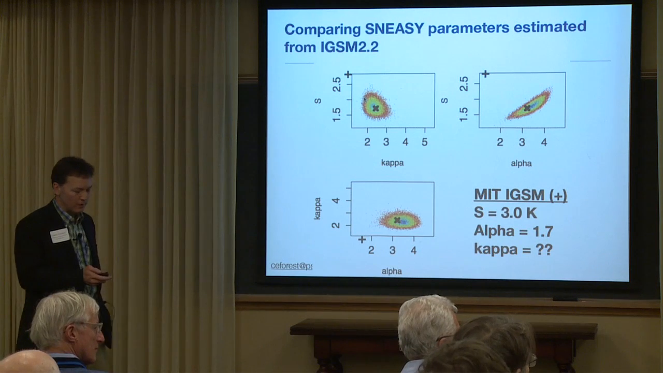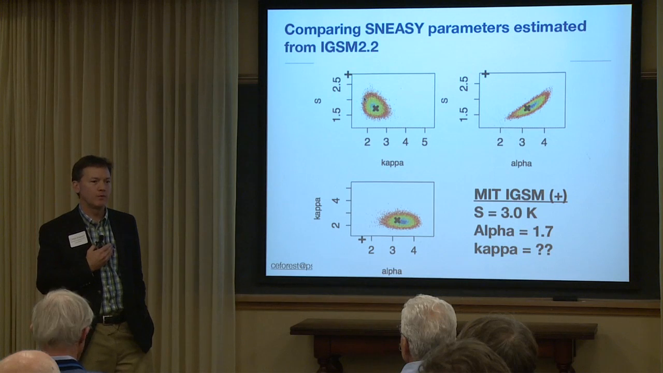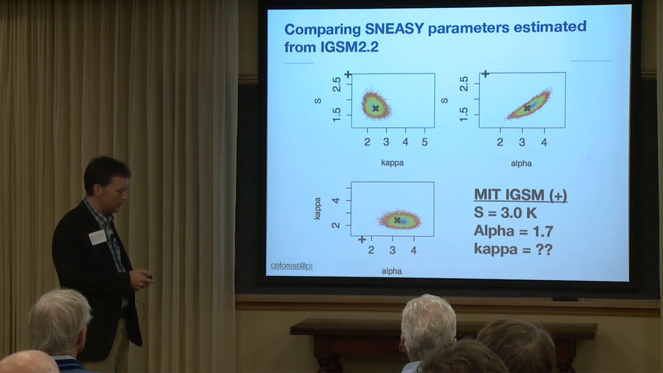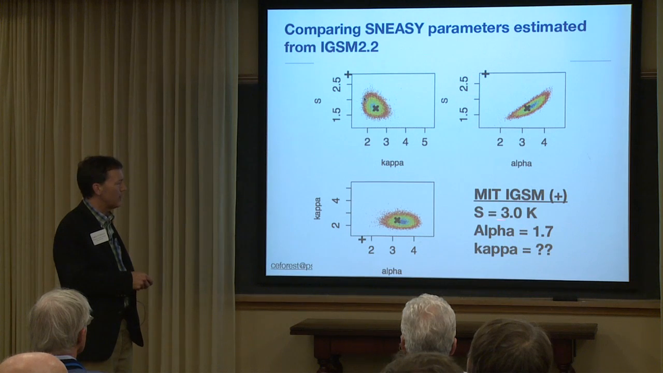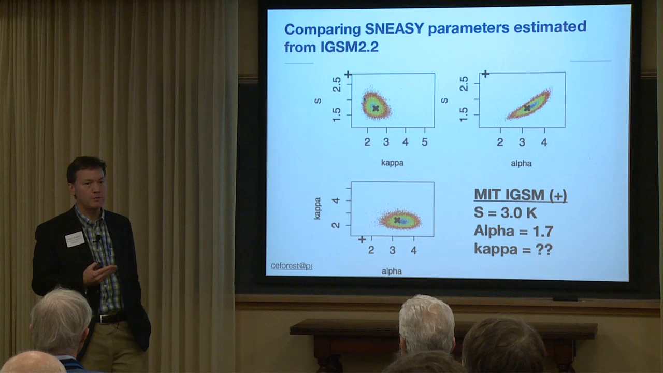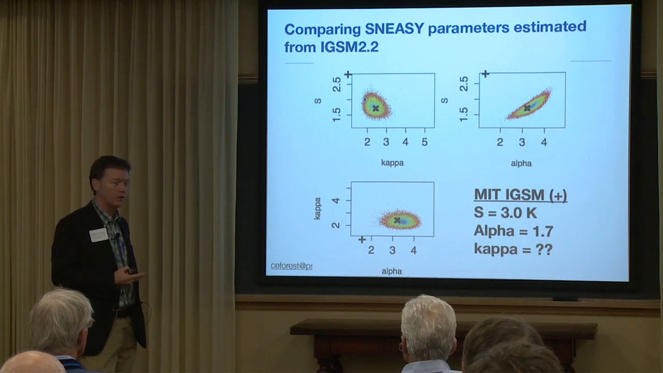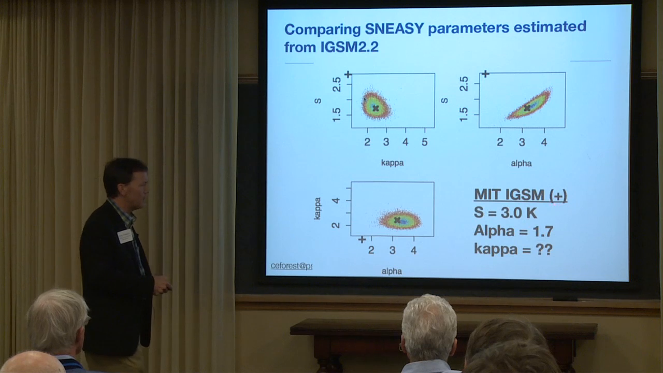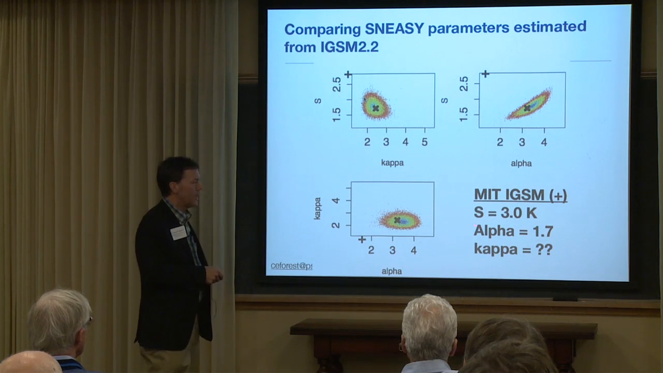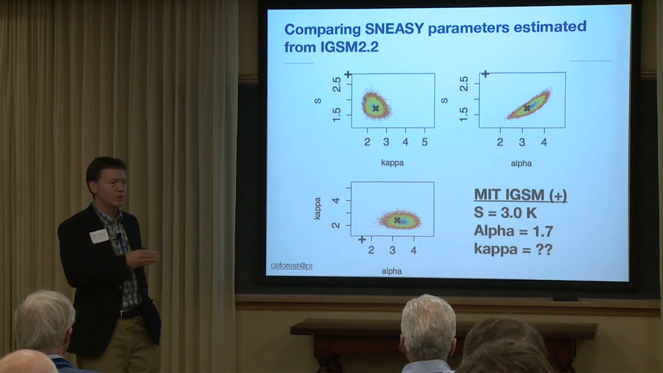So I took one of our MIT IGSM runs, that's the Integrated Global System Model, the climate model component, and we ran it with a climate sensitivity which is set by a change in the cloud feedback. It has a significant amount of internal variability, so it looks very much like the real world. We also set the climate sensitivity to be 3 degrees. We set the aerosol forcing to be alpha equals 1.7, so that matches.